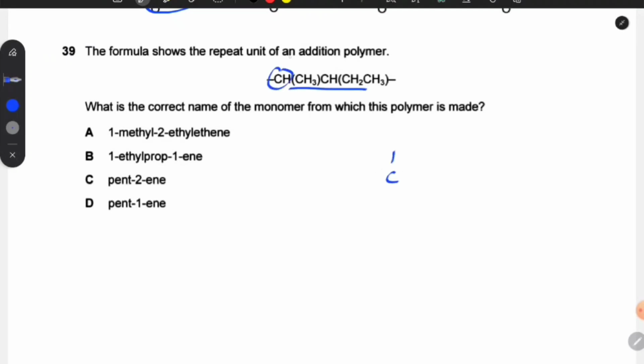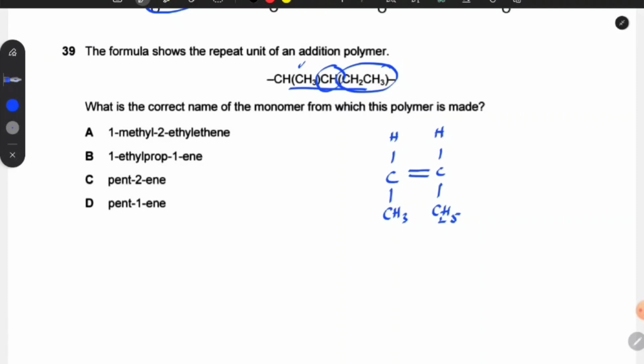This carbon is attached with 1 hydrogen and 1 CH3. So 1 hydrogen and 1 CH3. This carbon is also attached with 1 hydrogen and 1 ethyl group, CH2CH3. And these bonds are further attached with another monomer. Now we know that these monomers will attach with each other by breaking those double bonds. So we will again make this bond, and we will get our polymer.